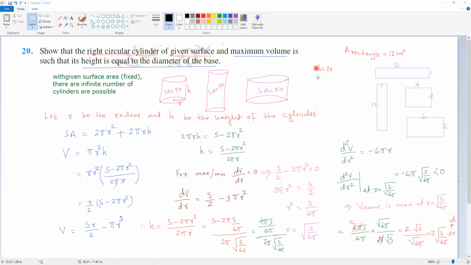This is the case where the volume is maximum. H is equal to 2r, at that time the volume is maximum. It is not a general formula for surface area, because when h is equal to 2r, in that particular case the surface area is 6 pi r square, and that 6 pi r square should be whatever the constant given, 60, 50. So this is only one case. This is the case where the volume is maximum. When the volume is maximum, at that time height is equal to 2r.